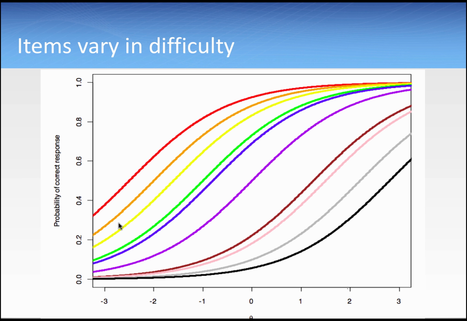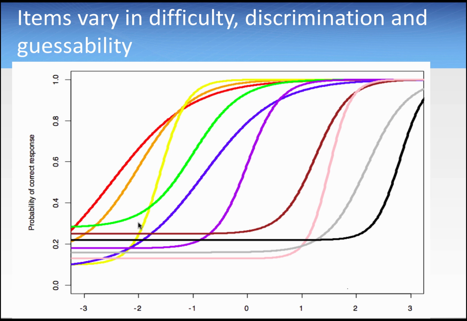So this will be an easy item, and then as we go over here, they will be more difficult. Even for the very high achiever, there's only about a 0.6 chance that you will get this item right, whereas these easy ones, they get right. Then here, again, another example of different items and different guessability factors.